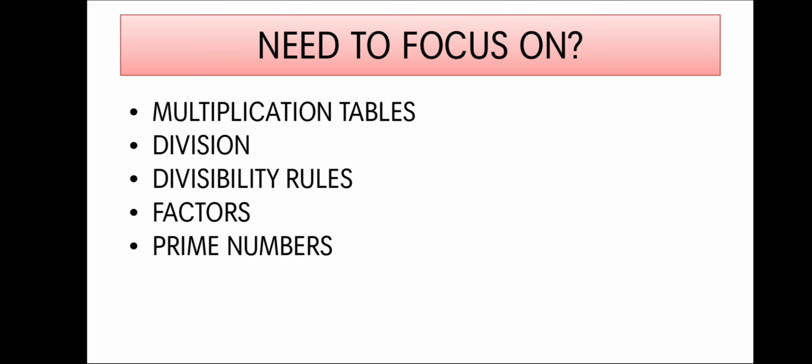Now what you have to focus on whenever you are doing prime factorization: the most important thing is multiplication tables. Next is the division process, the basic long division. Next, divisibility rules, the most important thing here, because whenever you are factorizing using the direct method without going to long division, we have to know which numbers are divisible by 2, 3, 5, 7, 9, and so on. Next, the concept of factors and the concept of prime numbers.